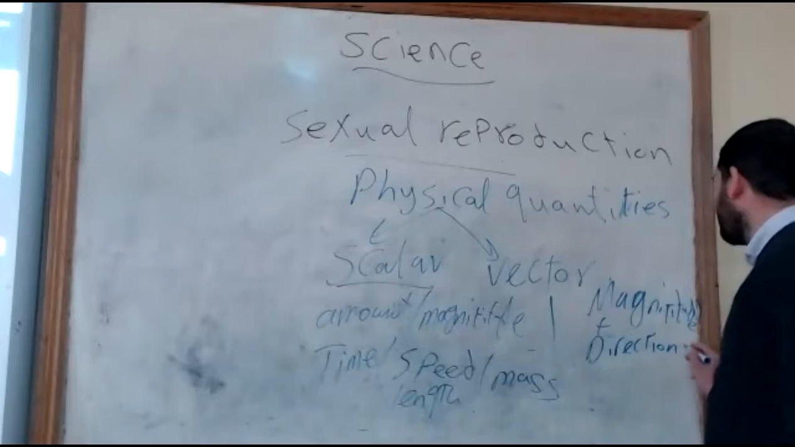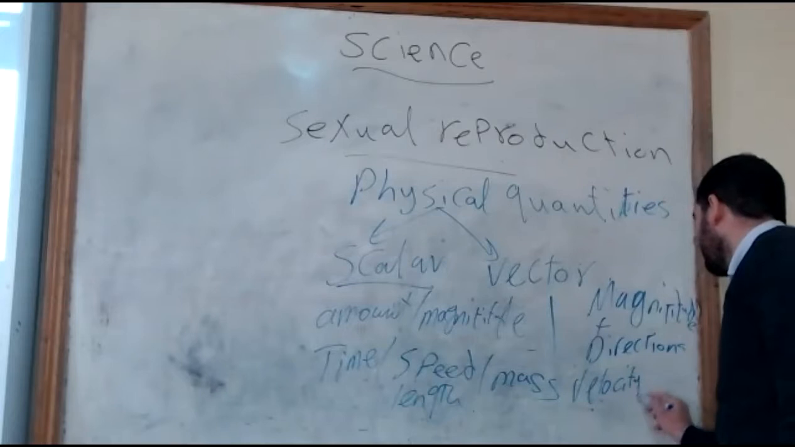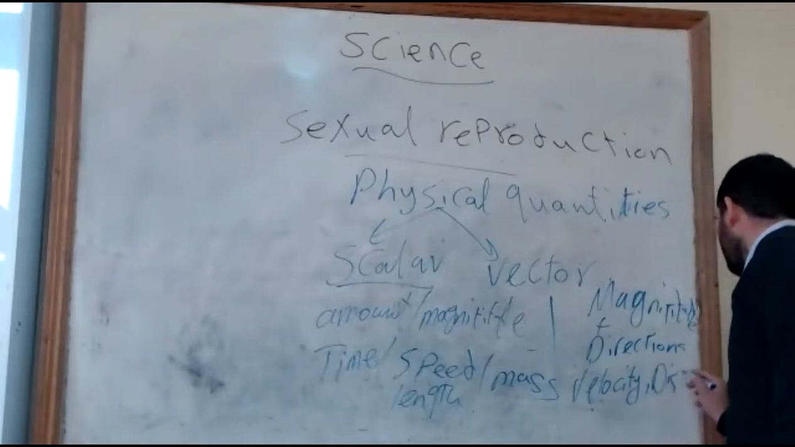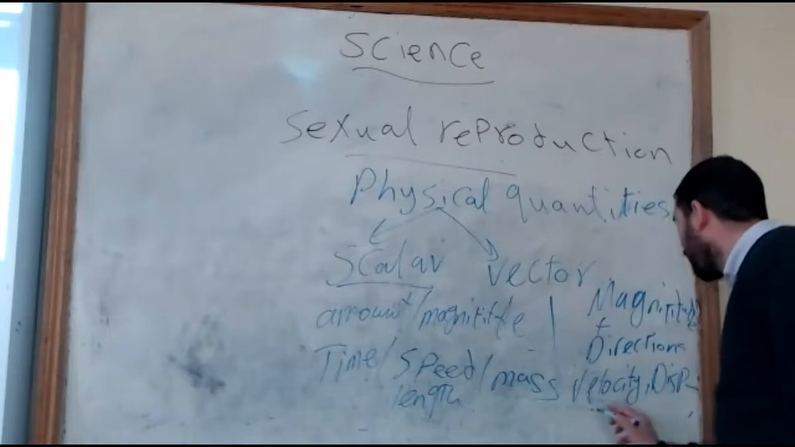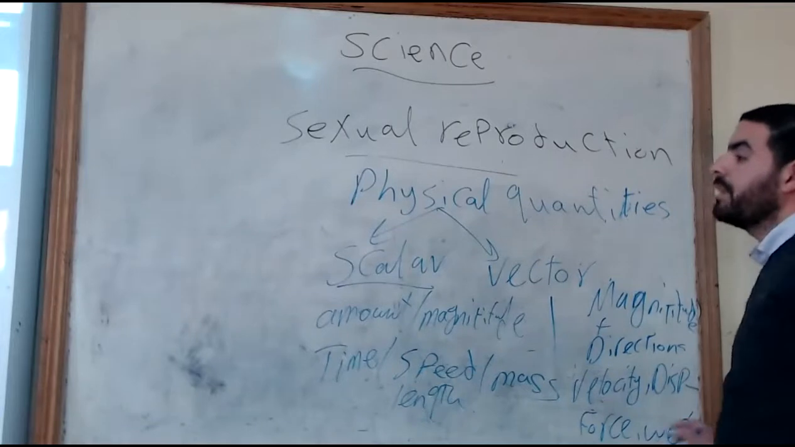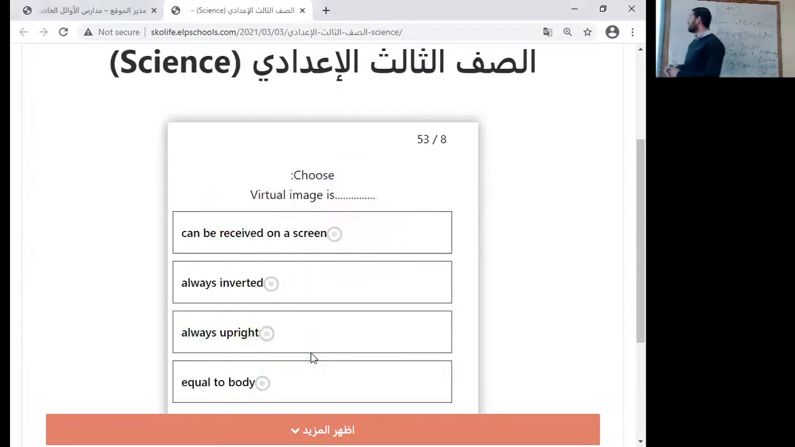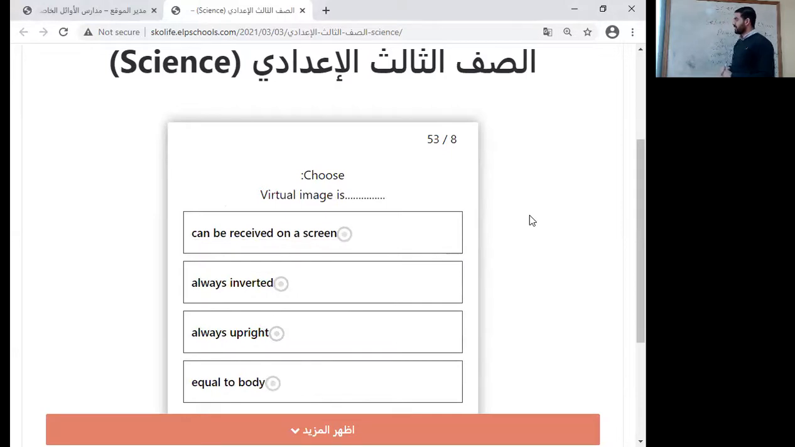These physical quantities are like velocity, displacement, force, weight, and there are many other physical quantities. So let's look at our answer. It is asking about all the following are vector physical quantities, which all have magnitude and direction, except force, weight, distance, velocity. The answer is distance, which has only magnitude and has no direction.